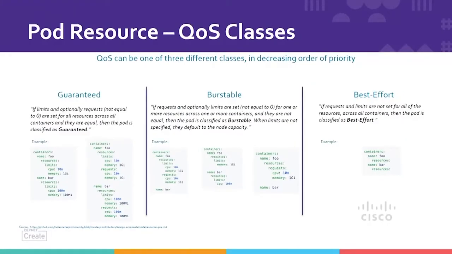The worst QoS is the best effort. If you do not have requests and limits set for any of the containers across the pod, in that case, you have a QoS of best effort. And the example is pretty simple. You just have two containers and you have no resource limits or requests defined for them.